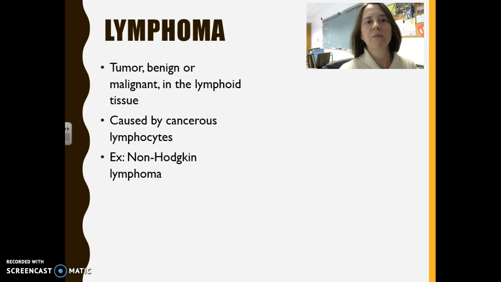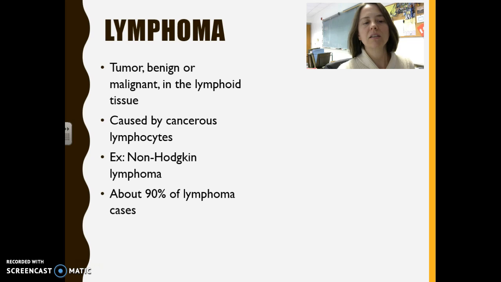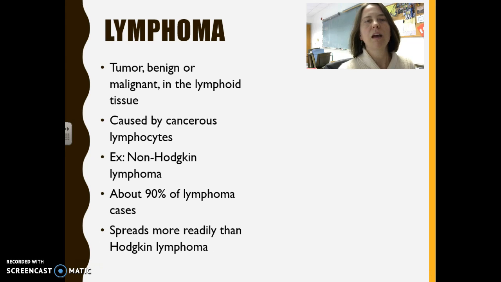Two of the types of lymphoma we're going to talk about today are non-Hodgkin lymphoma and then Hodgkin lymphoma. About 90% of lymphoma cases are the non-Hodgkin lymphoma, and they spread much more readily than the Hodgkin lymphoma. So what is the difference between the two?